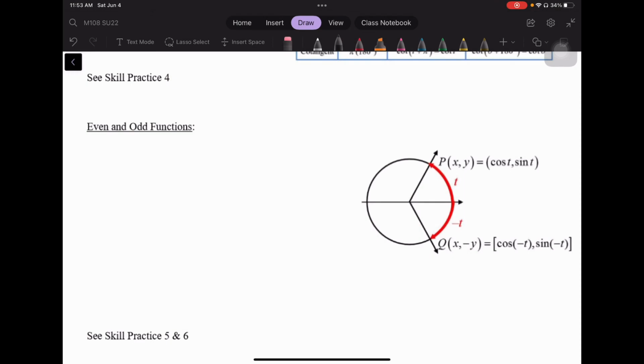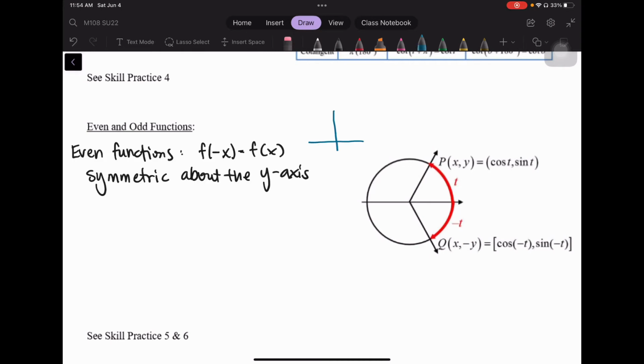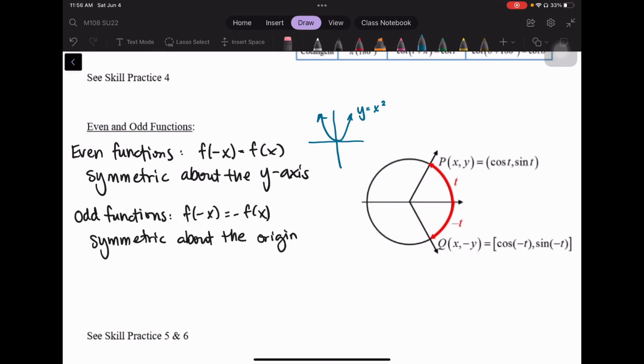The last thing we want to talk about is even and odd functions. Even functions are symmetric about the y-axis. Odd functions are symmetric about the origin. An example of an even function is a quadratic function. Anytime you put in a negative, that becomes squared, you get back the regular function. An example of an odd function is a cubic function. If you take this first quadrant and you rotate it 180 degrees, you get the same thing.